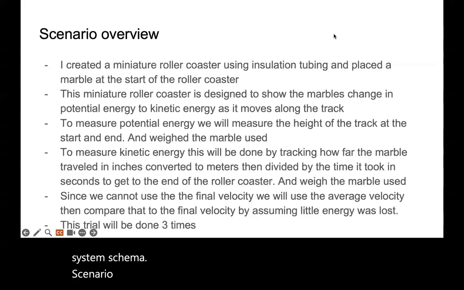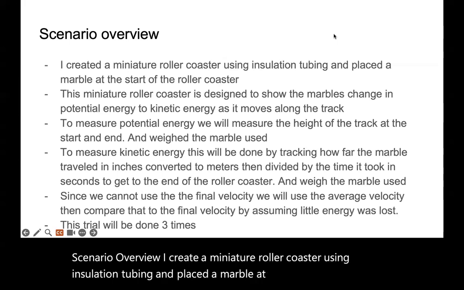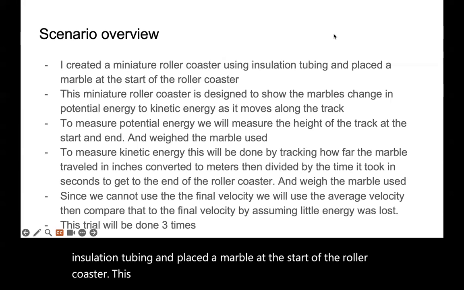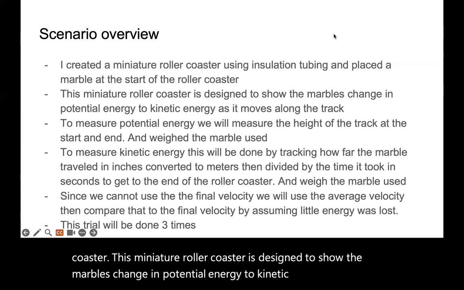Scenario overview. I created a miniature roller coaster using insulation tubing and placed a marble at the start of the roller coaster. This miniature roller coaster is designed to show the marble's change in potential energy to kinetic energy as it moves along the track.